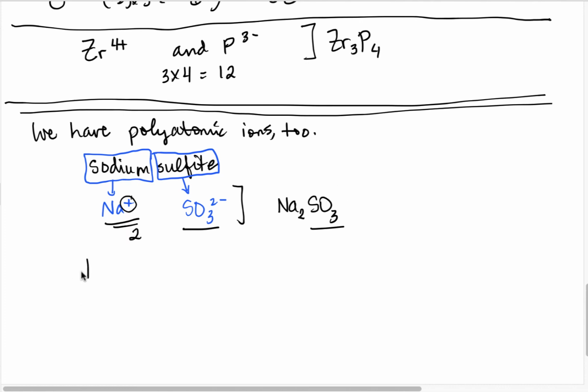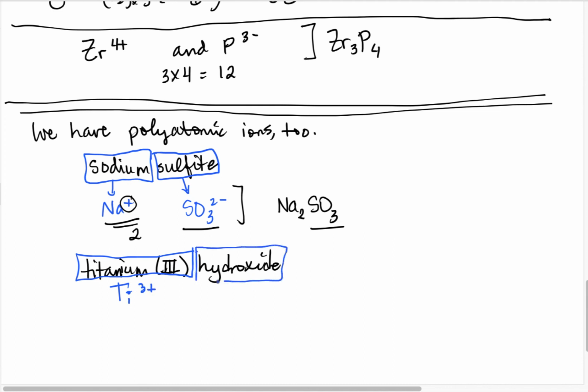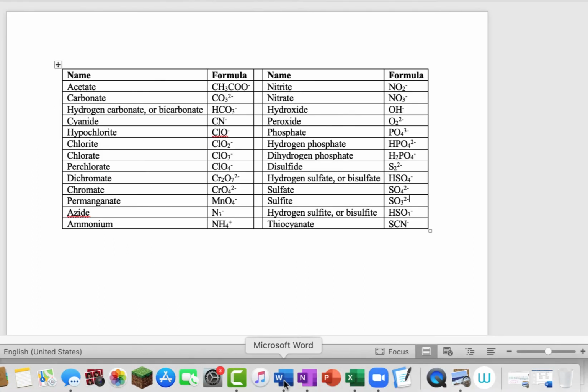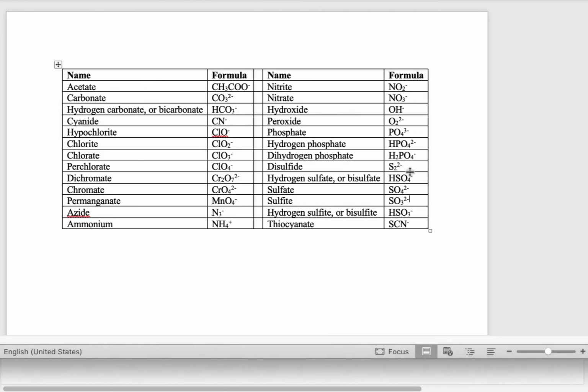So let's look at titanium(III) hydroxide. Hopefully you can recognize that titanium 3, these go together. This means that it's Ti3+. And if you're still learning your polyatomic ions, which you probably are, then you'll switch back over and look at that table again and find hydroxide. Let's see, here's hydroxide. It is OH-.